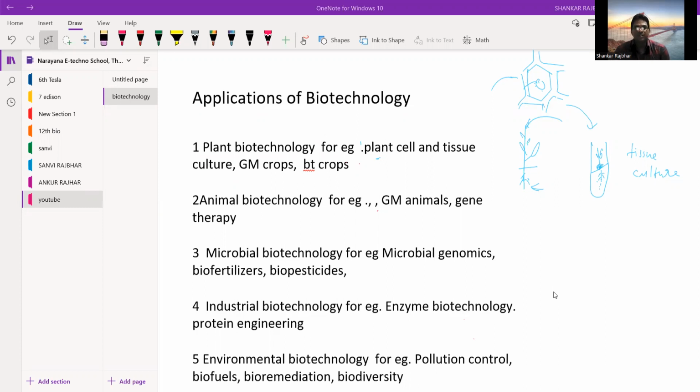So what is the difference? What are the different applications of biotechnology? First, it is used in plants, and it can also be used in animal modification. It is also used in microbial biotechnology. There are so many words given in your textbook, so I edited all these words.